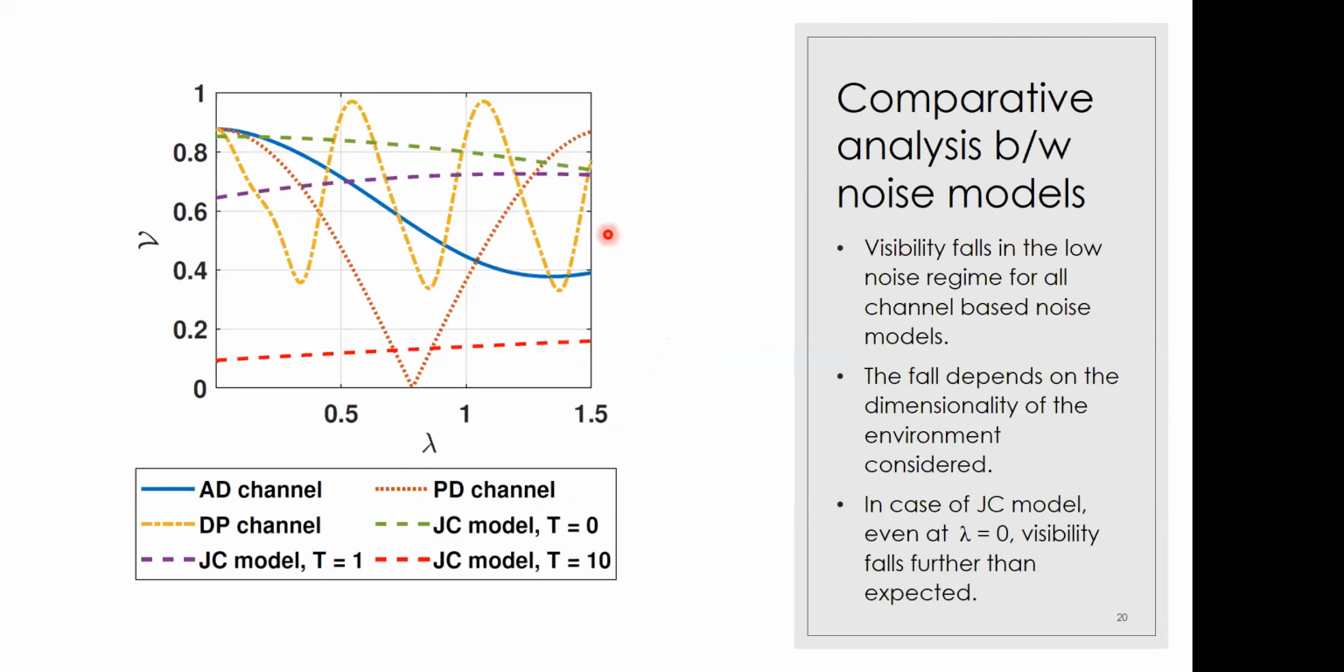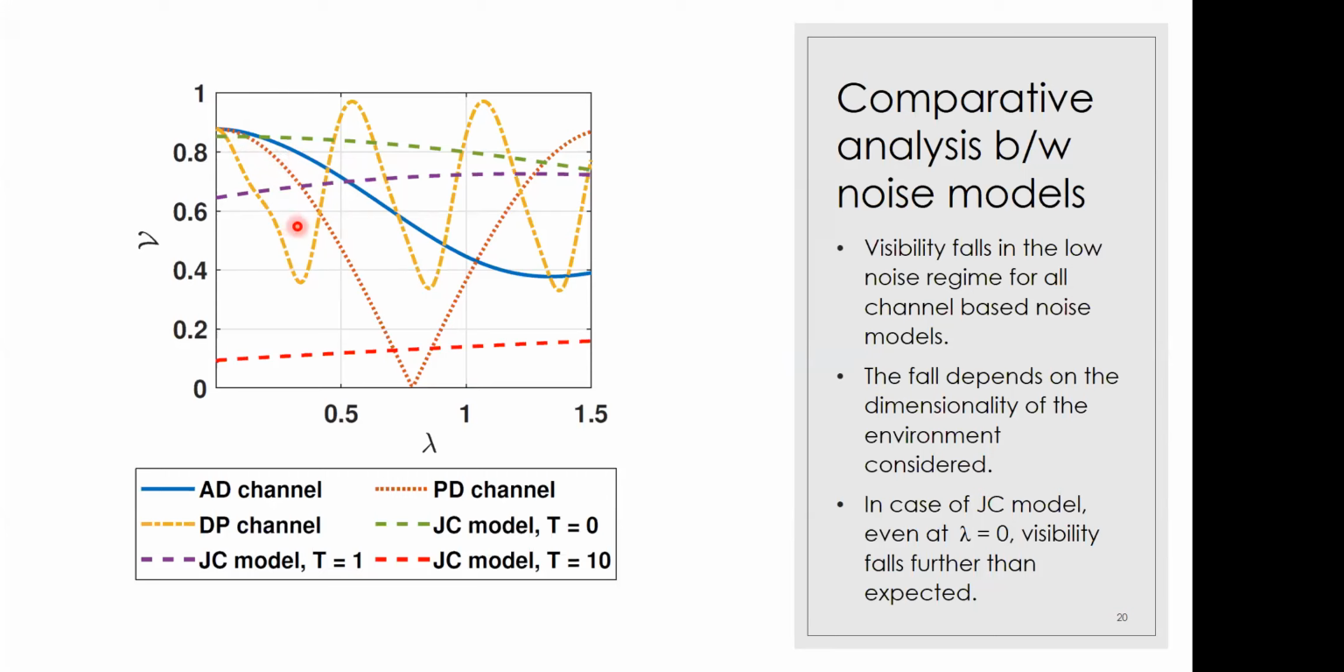So finally, coming to the comparison between channels, we can see that because of the difference in dimensionality of the environment, in the low noise regime the visibility drop in the depolarizing channel is the most among the channel-based noise models, and is followed by the phase damping channel and the amplitude damping channel. As I said before, there's a trade-off between rich path information and the dimensionality of the system. As the dimensionality of this clock system increases, the clock being the clock plus the environment, you see a higher drop in visibility than you would expect for, let's say, a lower dimensional environment-based system, for example, the amplitude damping.